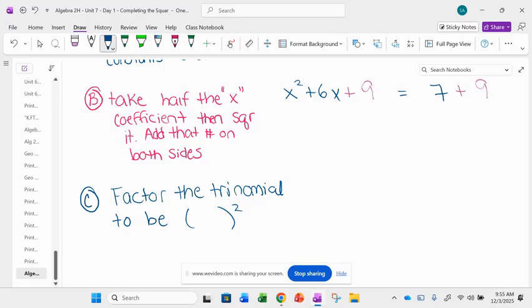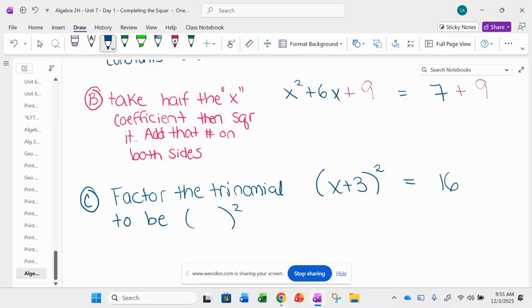We're going to talk about what to do there. We're actually going to divide it up, and you'll see. So here what we're going to do is we have x squared plus 6x plus 9. Again, this is easy factoring. Wouldn't it be 3 and 3, right? 3 times 3 is 9, 3 plus 3 is 6. So this becomes the quantity of x plus 3 squared equals 7 plus 9, which is 16.